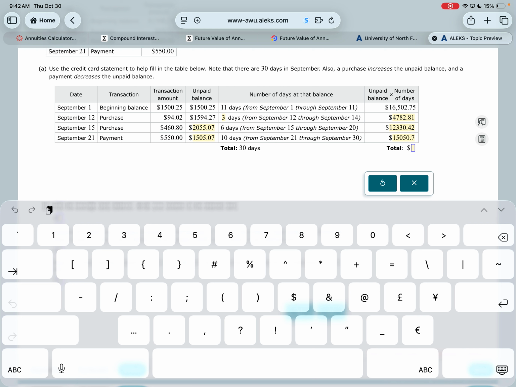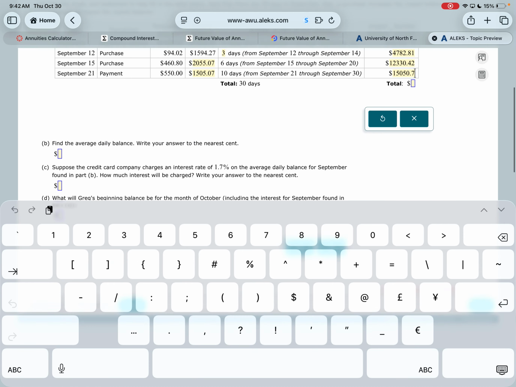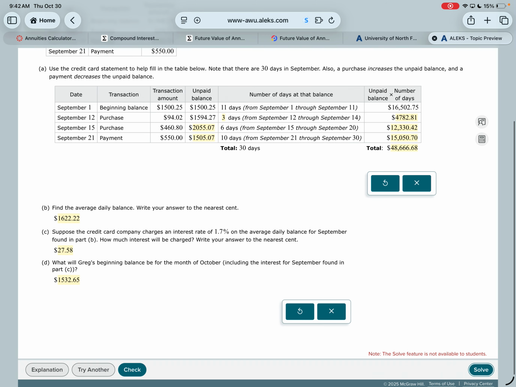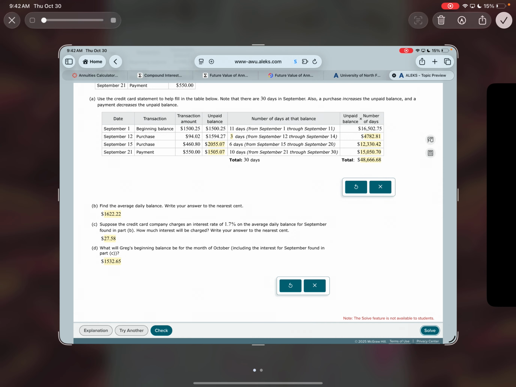So I'm going to add them all together. 16,502.75. You know what? I got the solve button. Instead of adding those all up, I'm going to cheat and do that. Okay. So you add all those up. That's how much every day, if I added up what my balance was for every day, and then I'm going to divide it by 30. Okay. Because there's 30 days in this month. So 48,666 divided by 30 is my answer to part B, 1622. Okay. We can write some of this out.